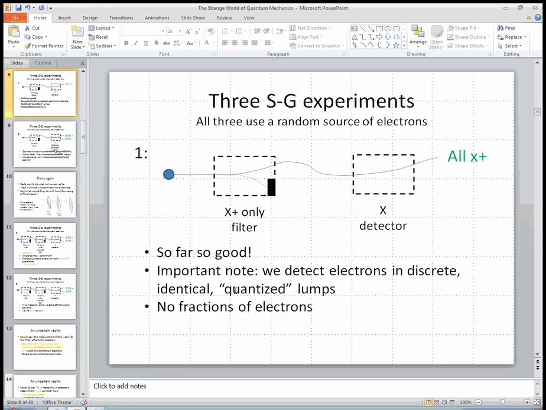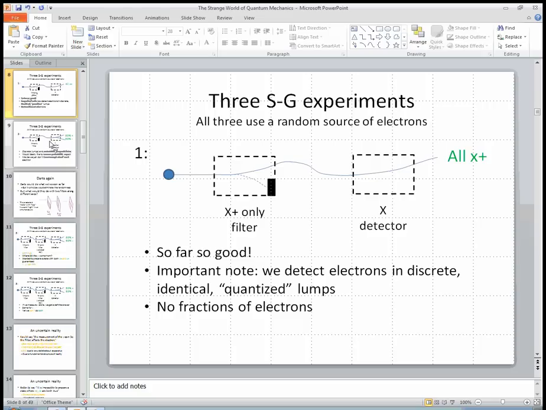There's no fractions of electrons. It's not a continuous smear of electronness. They really are lumps. So they spit out, and we detect them in discrete bunches. Like if you imagine a Geiger counter, it goes click, click, click, click, click. It isn't just a steady stream of electronness. And that's going to be very important for later.